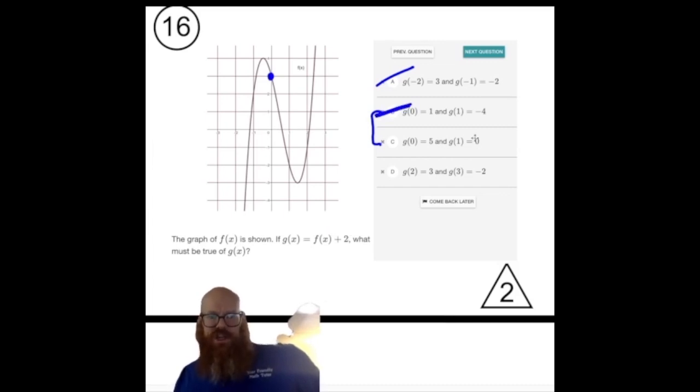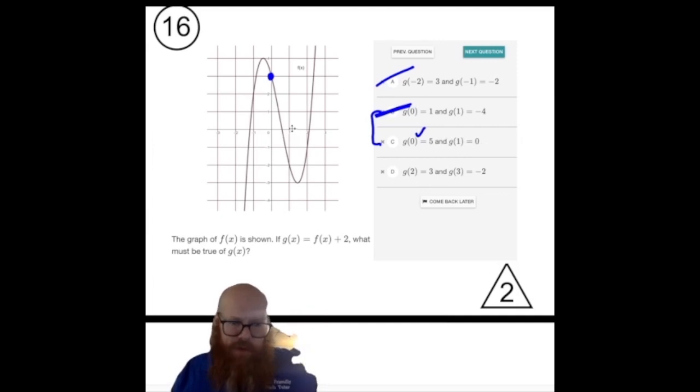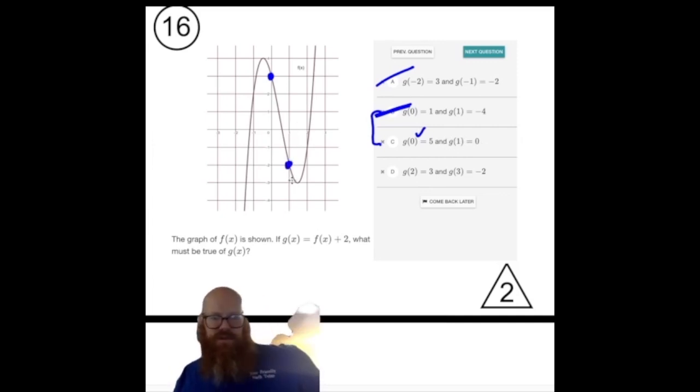And then I need to check this one, because if this is true, I need both of them to be true. So now g of 1. Well, that's f of 1 is negative 2. And negative 2 plus 2 is 0. So this one works out for both. So C is the answer.